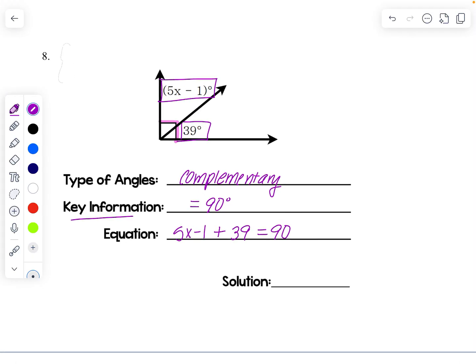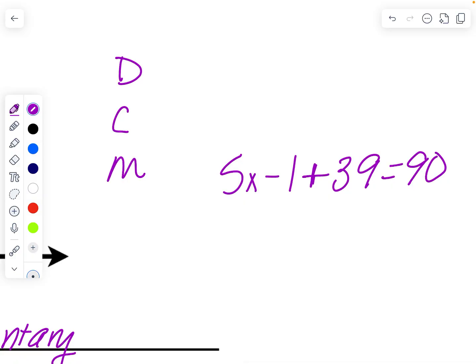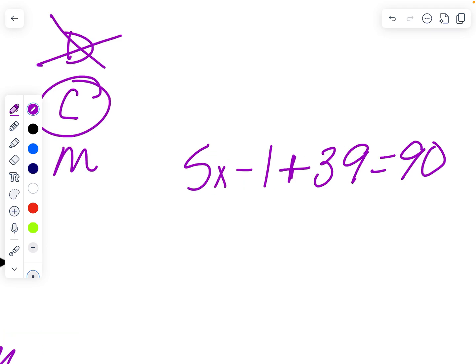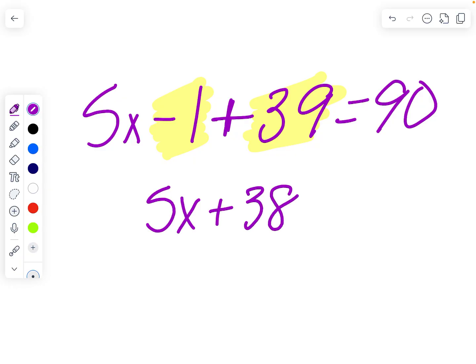So again, I'm going to rewrite this over here. 5x minus 1 plus 39 is equal to 90. We're going to follow DCM, do cats meow. If there's something to distribute, we will, but I don't see any parentheses, so nothing to distribute. Next is combine, combine like terms. Is there something we can combine here? I notice that we can combine numbers that do not have variables, which would be minus 1 and 39. If you add those together, keep the 5x, you end up getting 38 equals 90.